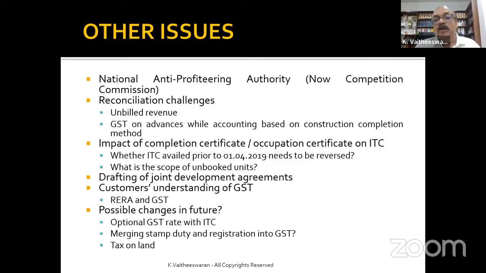And probably in future, you may have to merge stamp duty and registration into GST. That would require a constitutional amendment, and that can happen at some point of time. And tax on land should not be there, or if they want to bring tax on land, they have to bring it properly through a constitutional amendment and delete entry 49 and amend article 246A to cover land also.